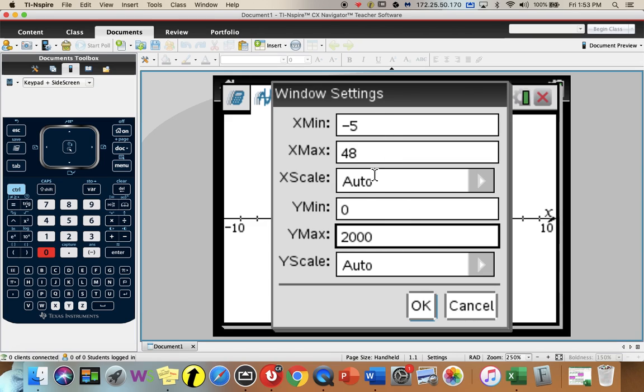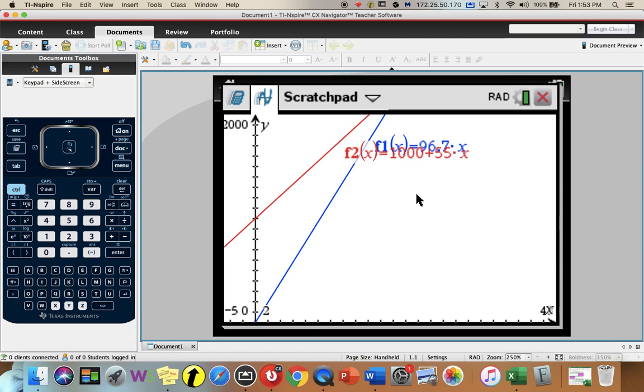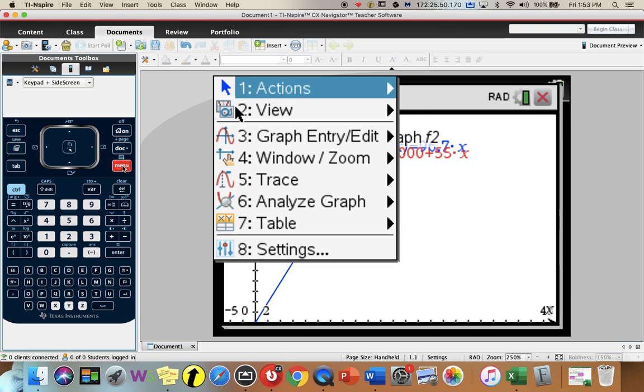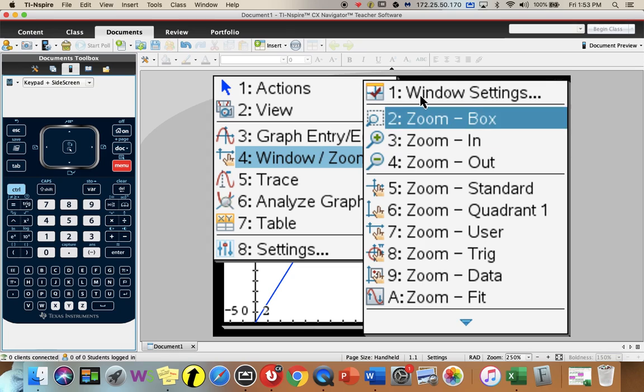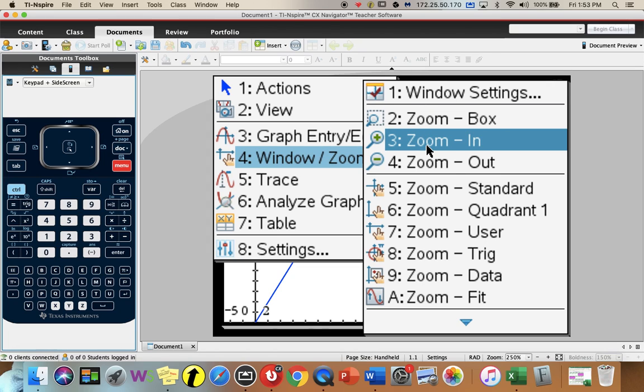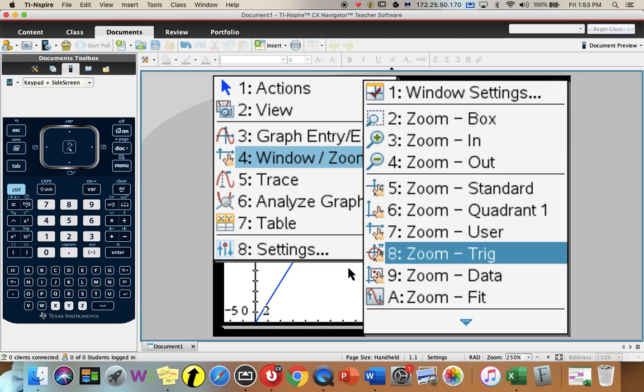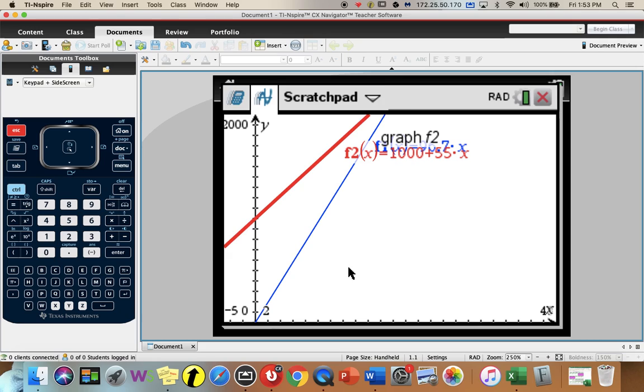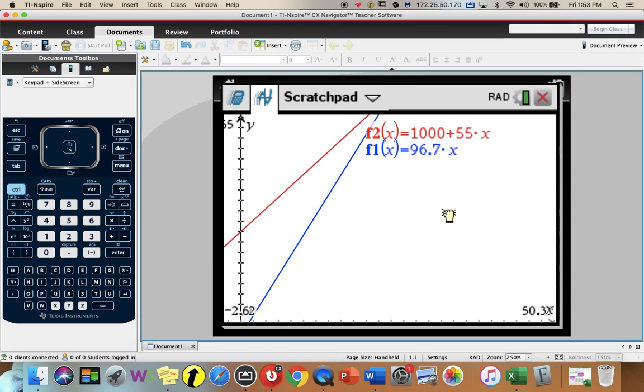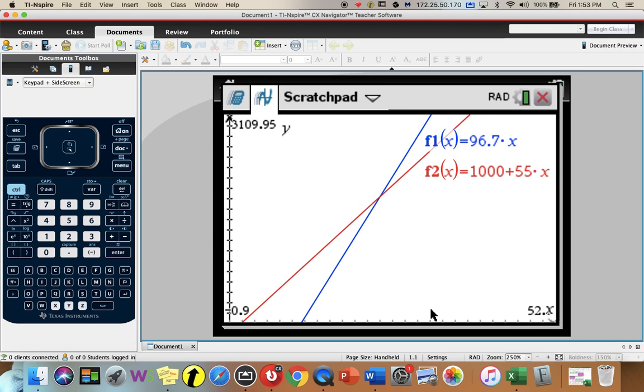So that's how you can use domain and range to adjust your window. You can see I didn't get it as well as I wanted to. It goes a little bit higher. So again, we can go to menu, window zoom, and fix your window settings. You can zoom in and out, or just grab the page and move it. I can hold on to the middle OK button and grab it. Now I found the point of intersection.